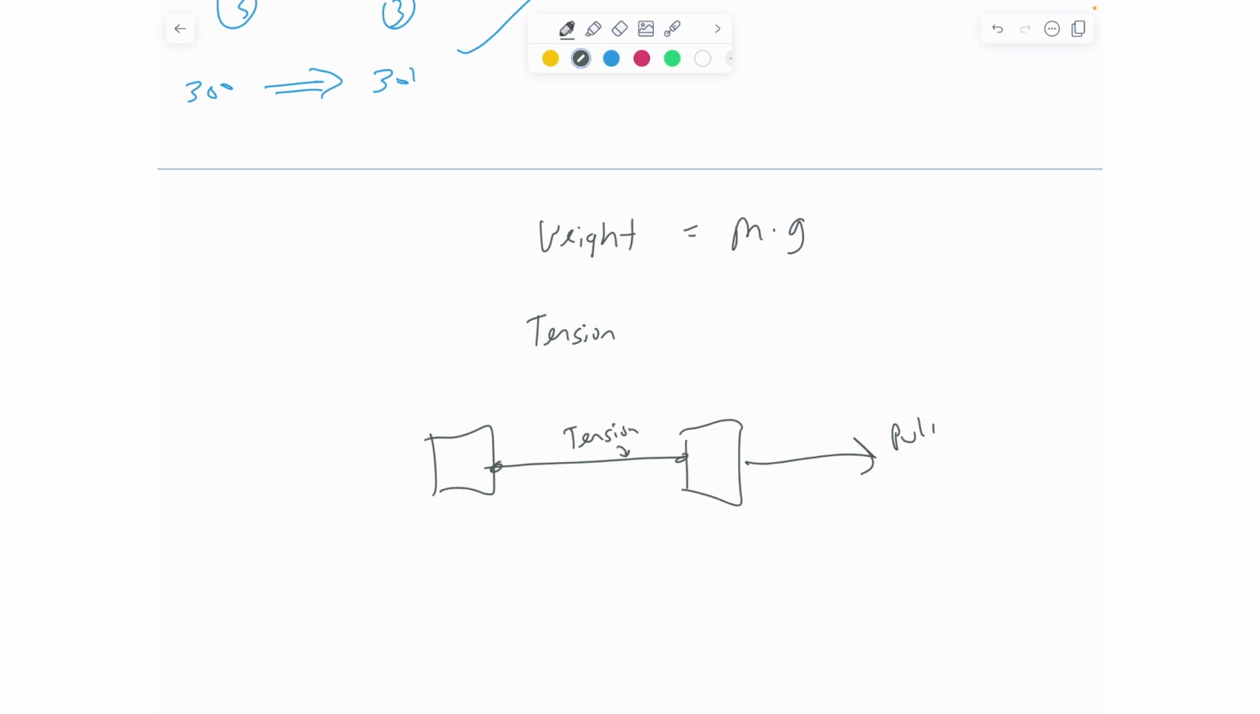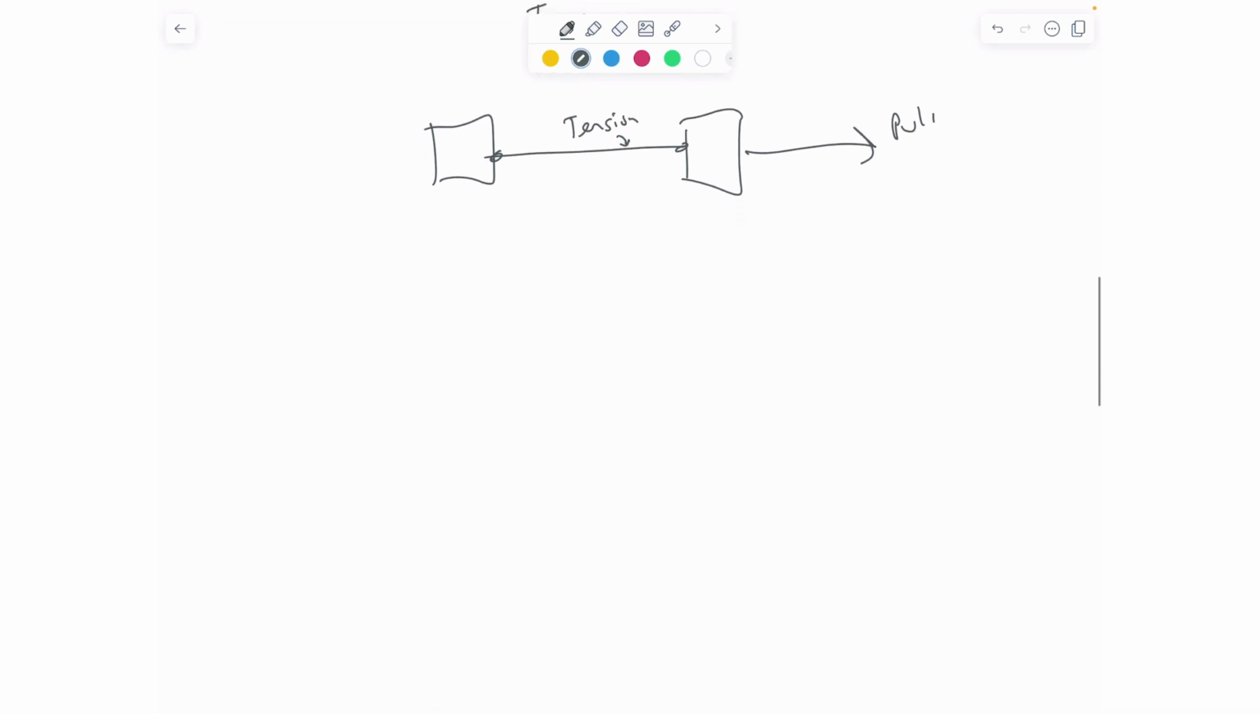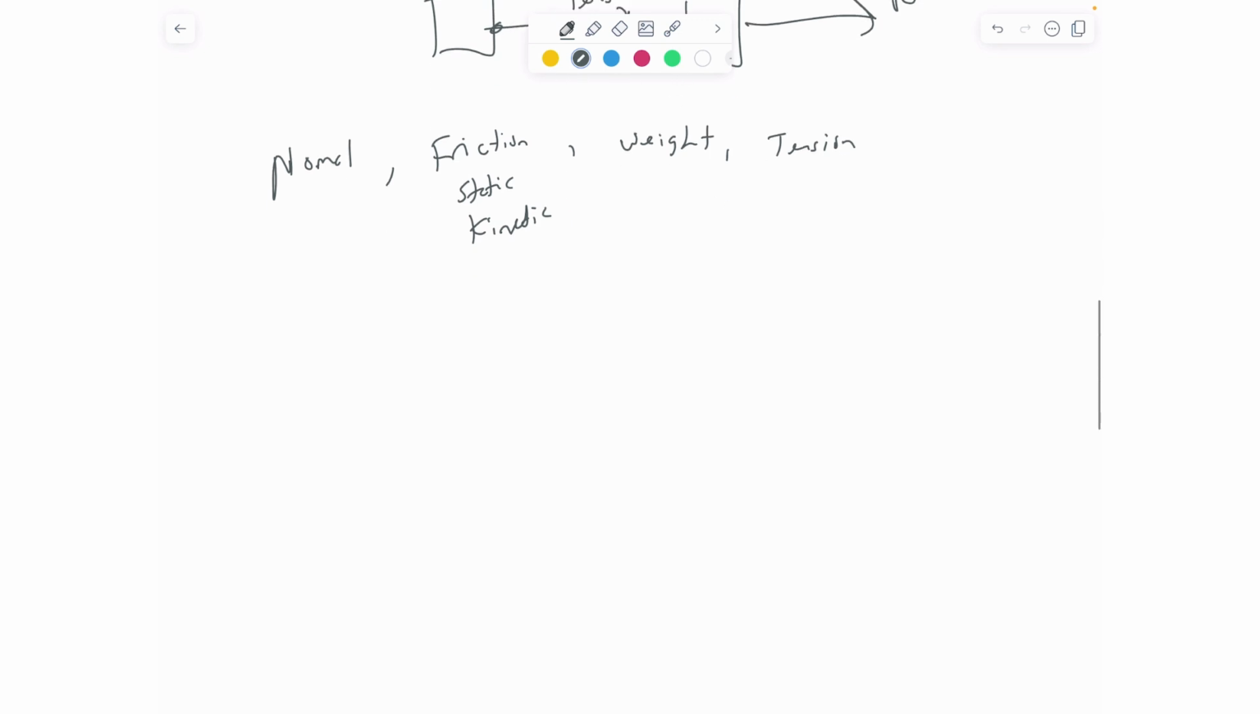So just in recap, we talked about the normal force. We talked about friction, both static and kinetic. And then we talked about weight. And then we talked about the tension. Obviously, there are other forces. This is just the ones you'll traditionally see in an introductory physics workbook or something.